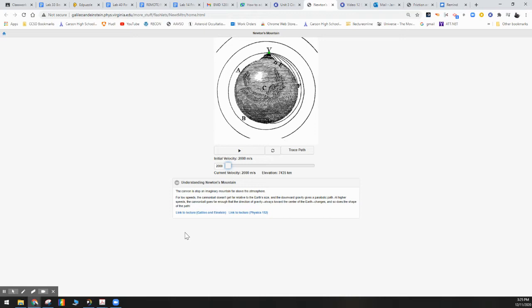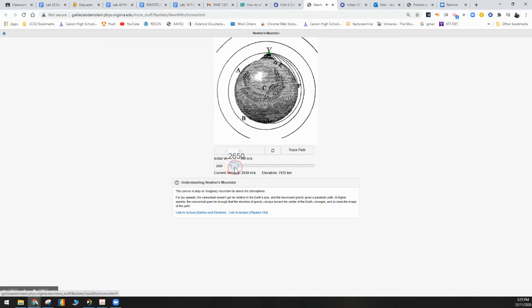At higher speeds, the cannonball goes far enough that the direction of gravity, which always points toward the center of the Earth, changes. So does the shape of the path. All right, take a look at this and see what that means. We're going to fire this at 2,000 meters per second, and let's trace the path and see what happens.